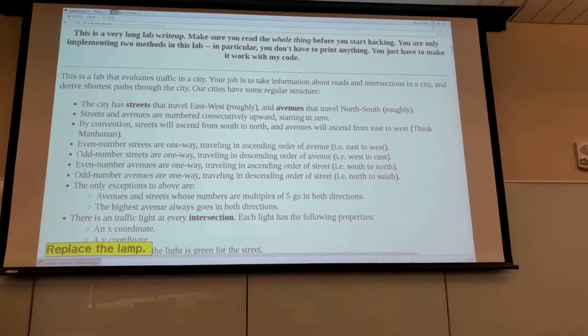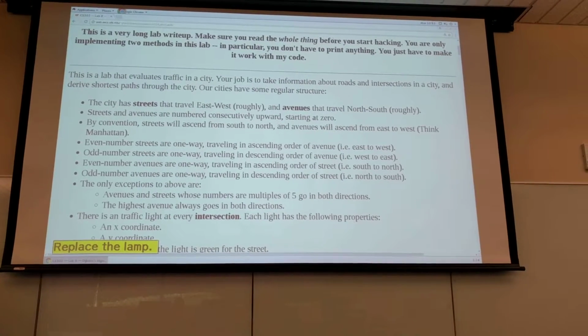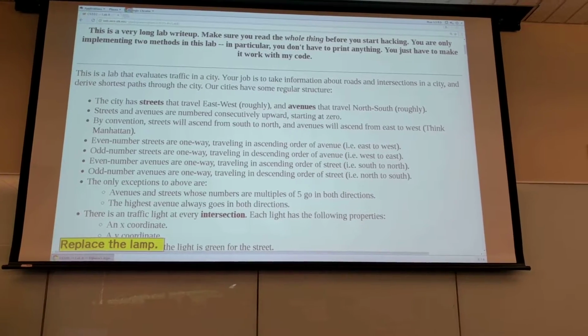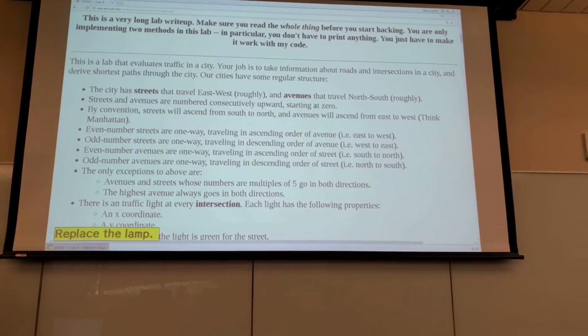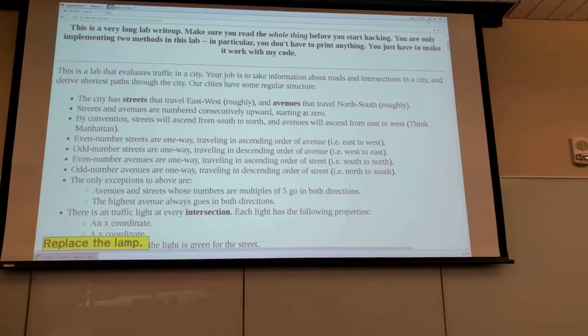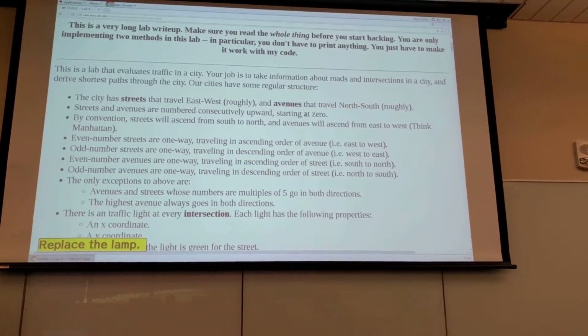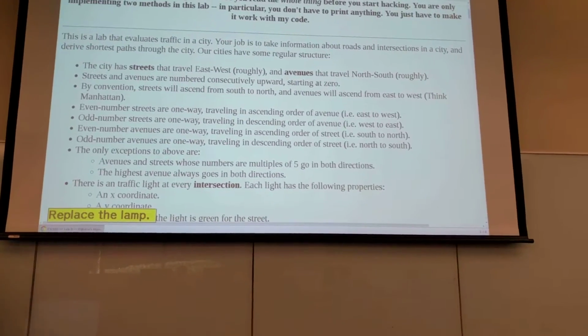So, like I said, the lab evaluates traffic in a city, and one of the hardest parts about this lab is creating the graph structure from the city definition. The cities are given to you in terms of the intersections, so the file you're given specifies the intersections at each of the streets and avenue crossings. So in this city, you have streets, and streets travel from east to west.